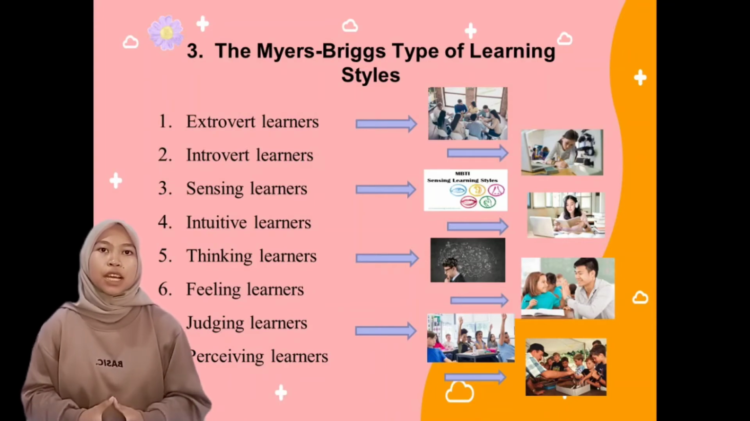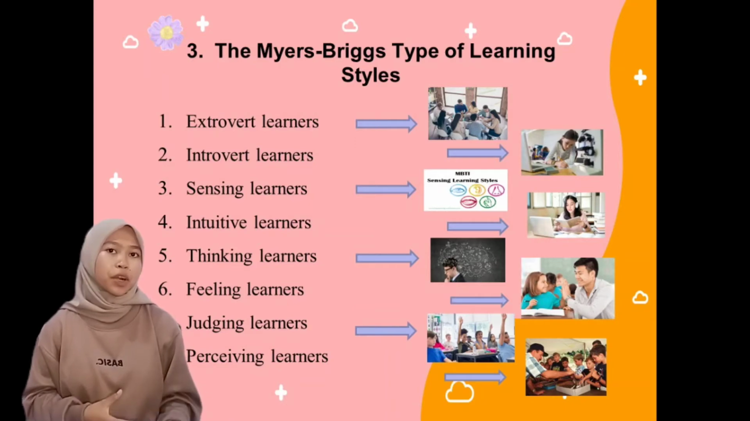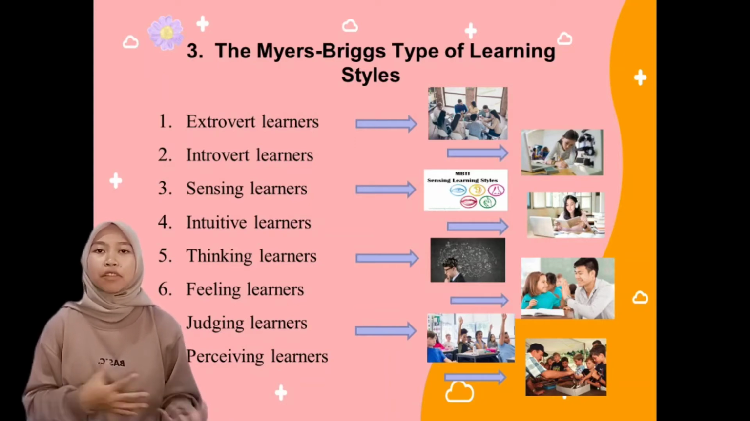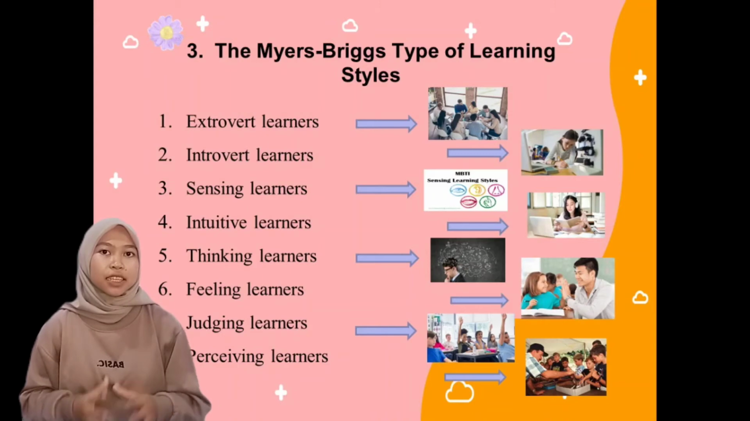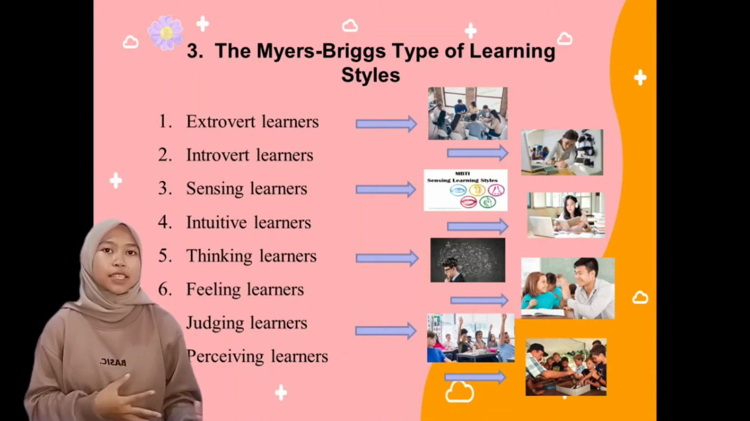The strength of feeling learners is they can work with friends and help others. The seventh, judging learners, like to finish a project and then take school seriously.